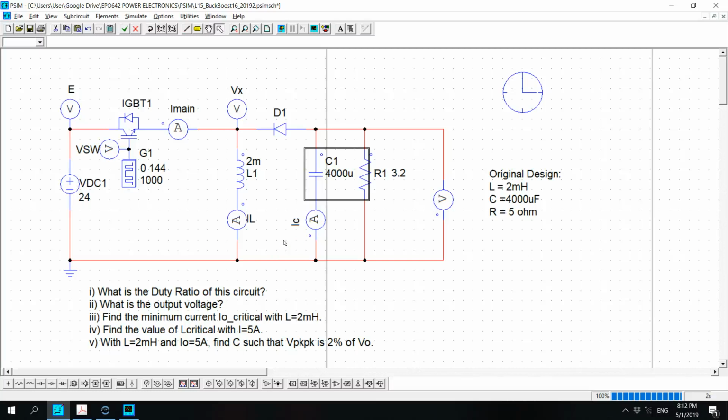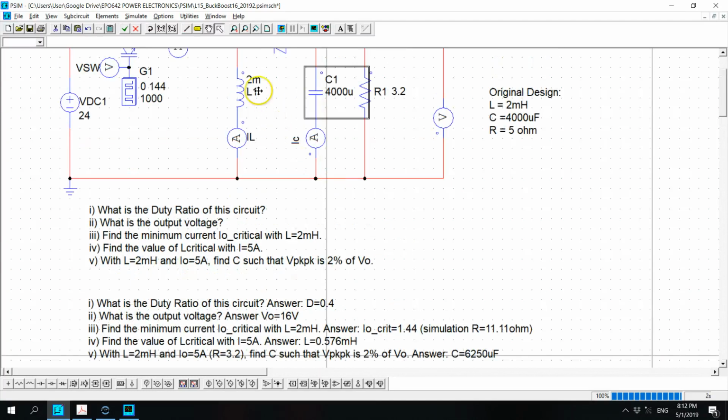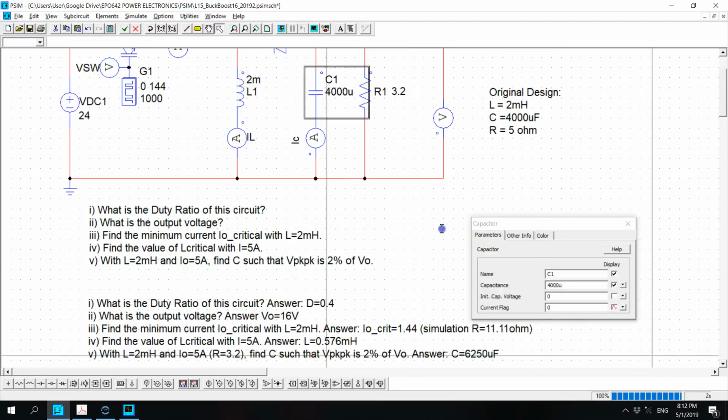So we have 16, so 0.02, 2%. No, it's 0.32 volt. And we want to find the capacitor that gives a peak to peak of 0.32 volt, and I already have the answer. It is 6250 microfarad. Very large capacitor, 6250 microfarad. So I'm going to change that to 6250 microfarad.